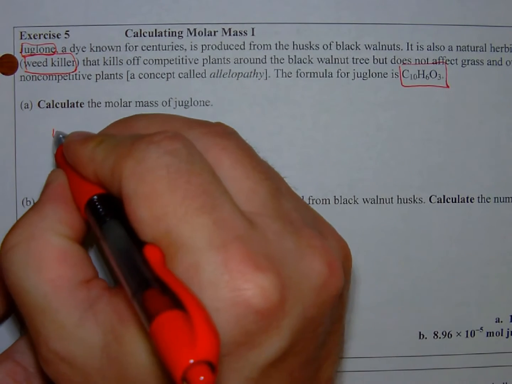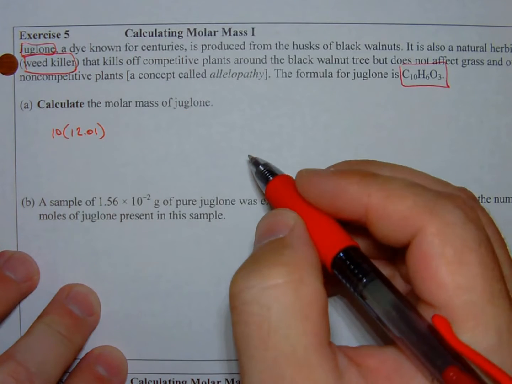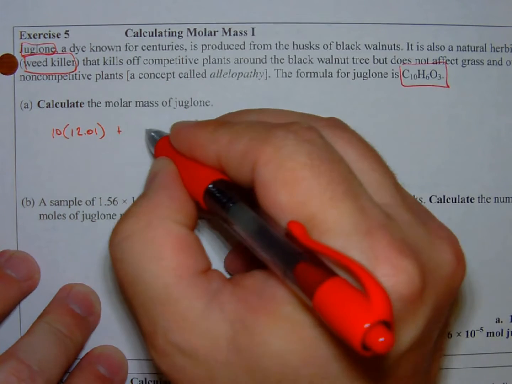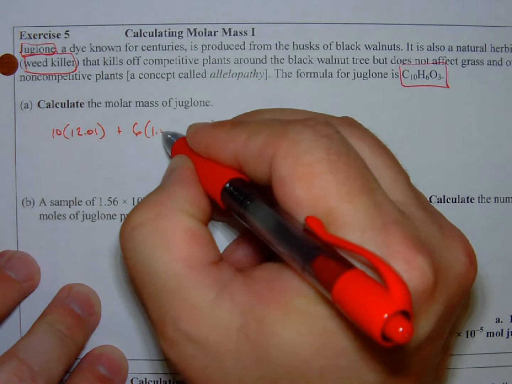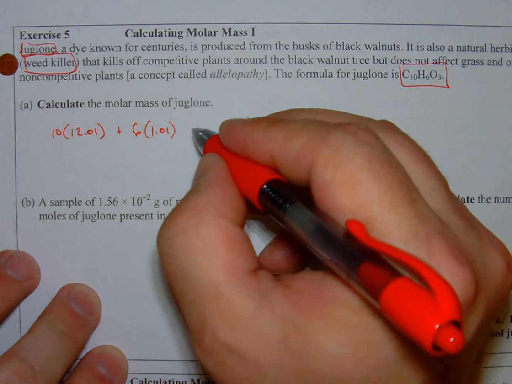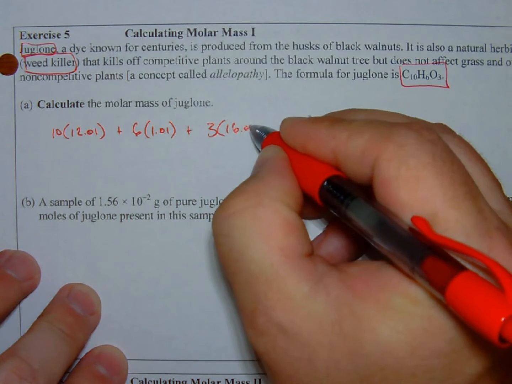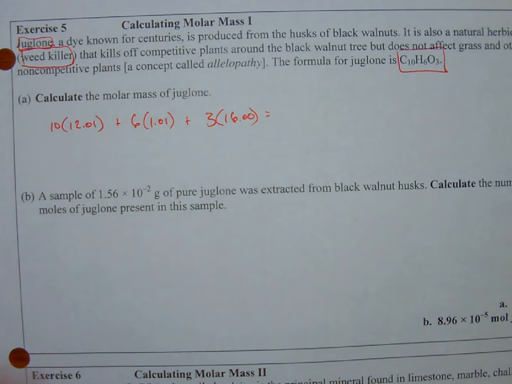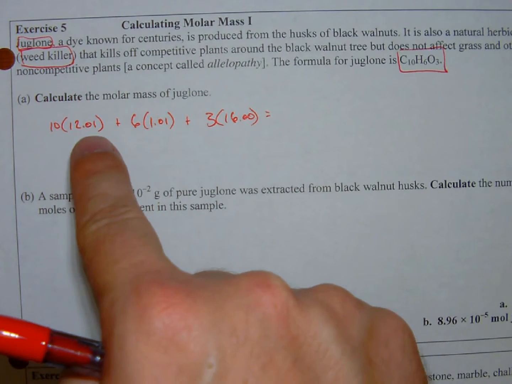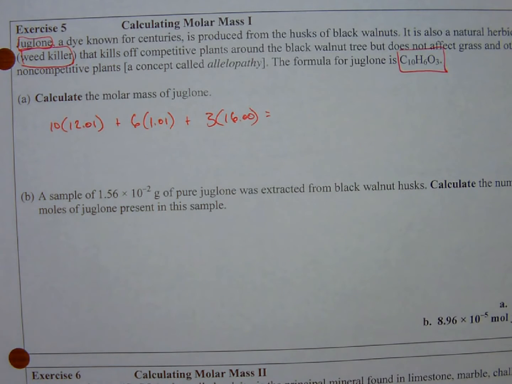I have 10 carbons, each coming in at 12.01 grams per mole. I also have 6 hydrogens coming in at 1.01 grams per mole, and then I have 3 oxygens coming in at 16.00 grams per mole. Again, notice that I used 2 decimal places, and that'll be good enough.